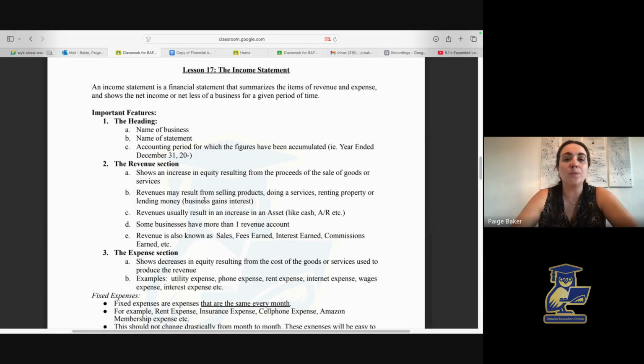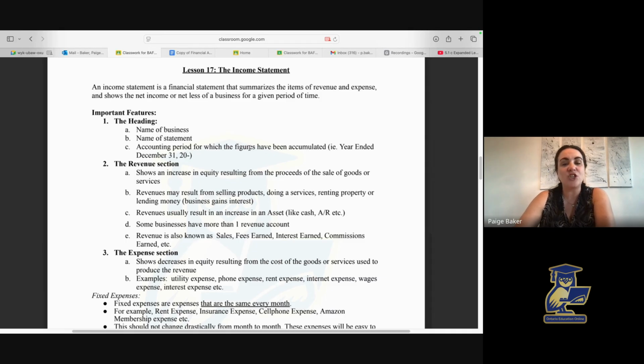Okay, so some features that are included in the income statement are as follows. Number one, the heading. Like the balance sheet and the trial balance, we have a 3-line heading. In the first line, we have the name of the business, like the other statements. In row 2, we have the name of the statement, which is the income statement in this case. And in the third line, we have the accounting period.